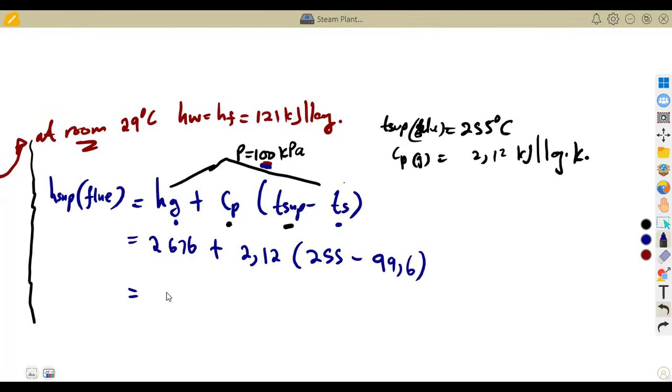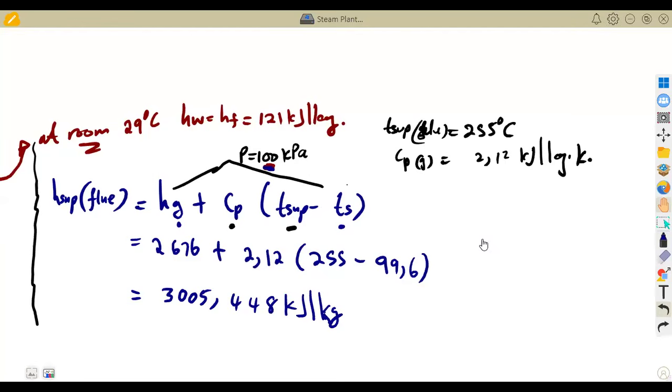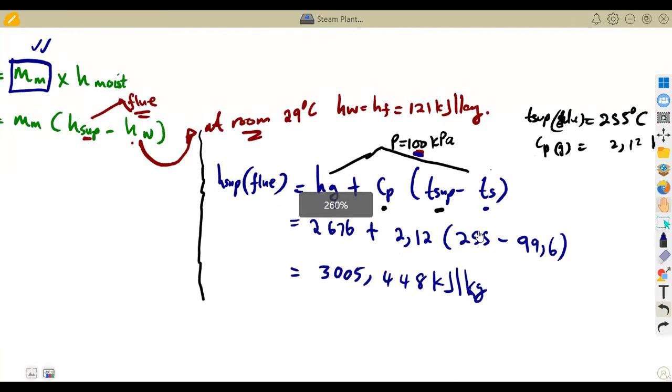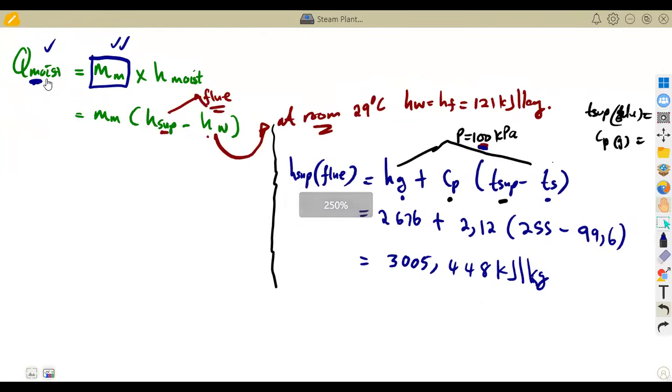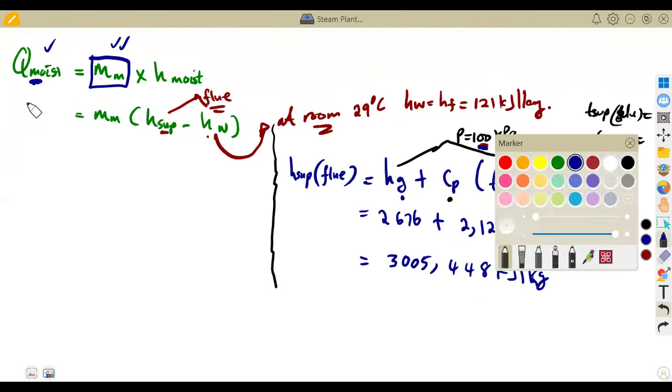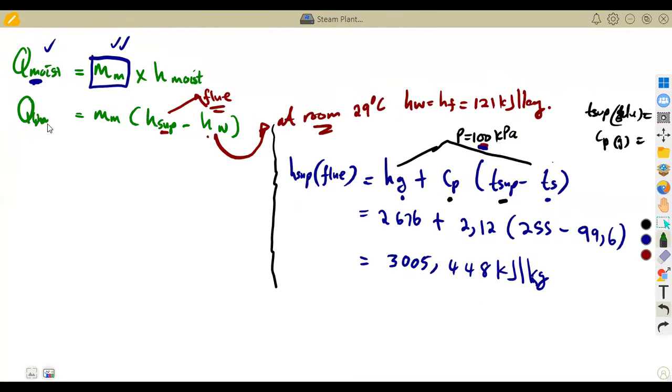For the flue gases, to 3 decimal places, it is going to be 3005.448 kilojoules per kilogram. All right, so like I said, with this information we can determine or find this Q in the moist. But here we need the mass.